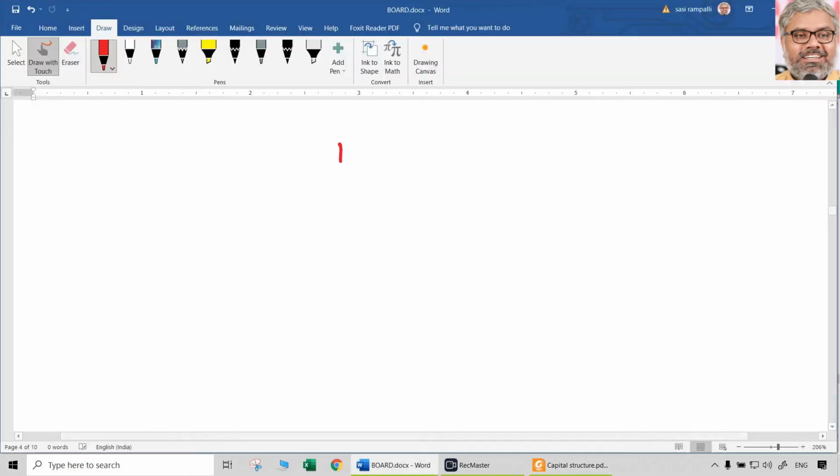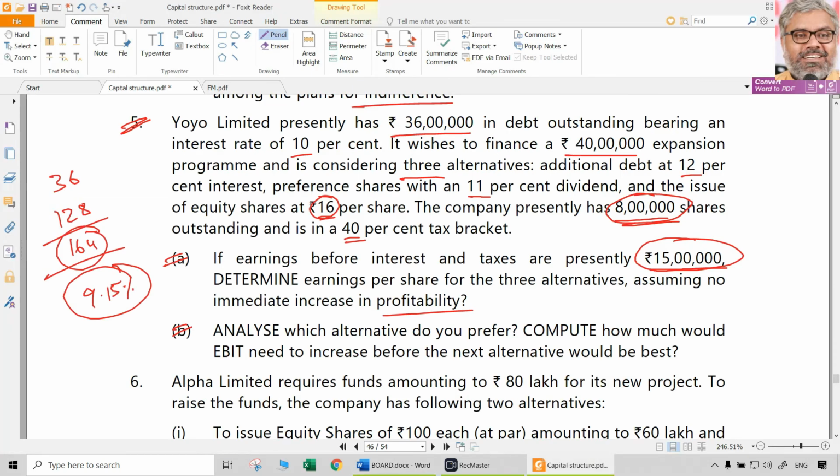So let us call option 1, option 2, option 3. Statement showing evaluation of 3 different financing alternatives. All those headings have to be put. First option is what? Additional debt, 12%. So what is the extra amount that is required here? 40 lakhs. So first of all, we have to understand how much extra EBIT will be generated on 40 lakhs.